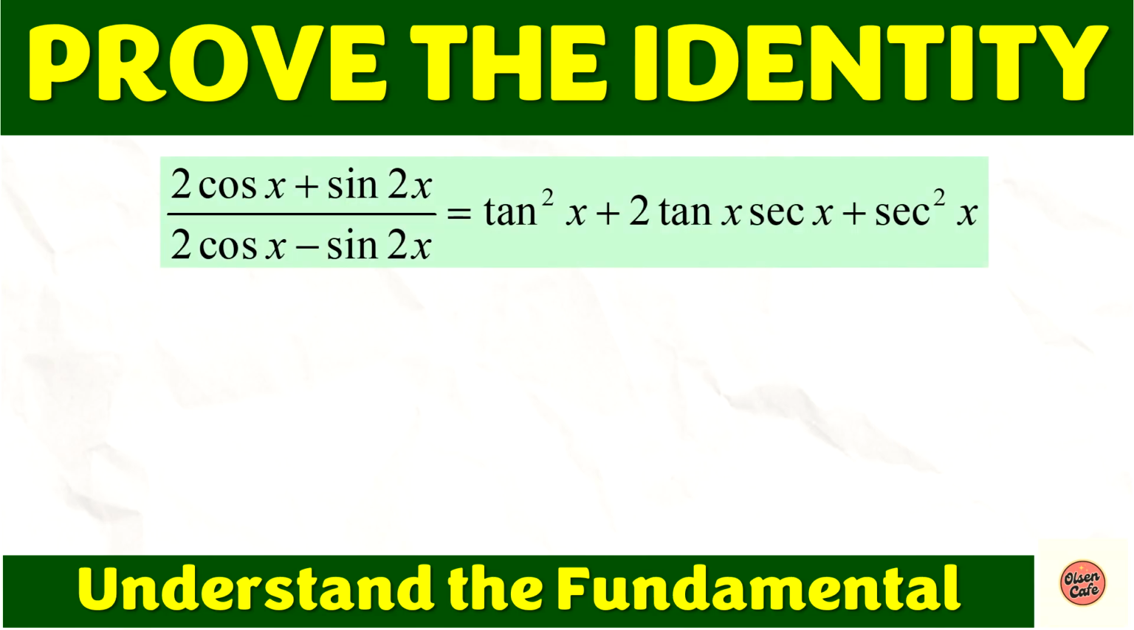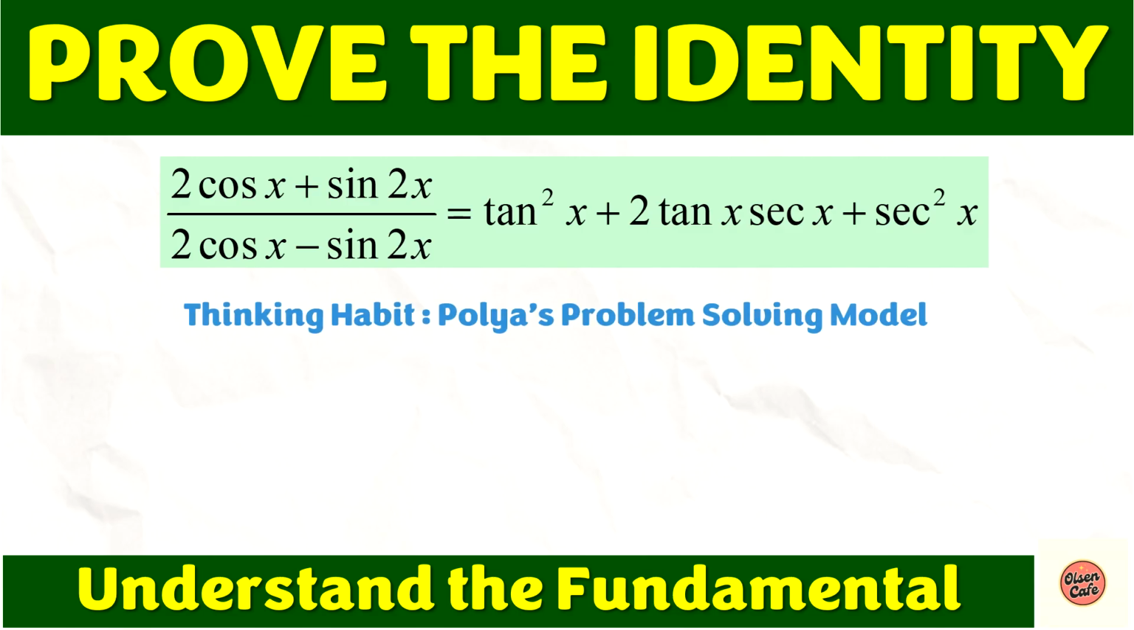In this not so easy example, I'm going to use a very underrated thinking habit, a problem solving strategy to prove the identity. It is called the Polya problem solving model. Many of us, when we solve problems, are already using Polya without even realizing it. The Polya problem solving strategy has basically 4 stages.